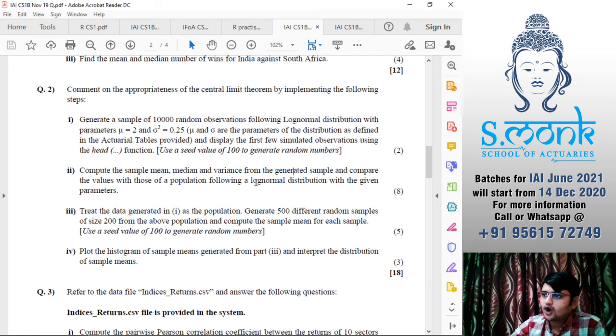So these are all different types of questions that you may see, from correlation, linear regression, multilinear, GLM, hypothesis testing, confidence interval, and simulation.